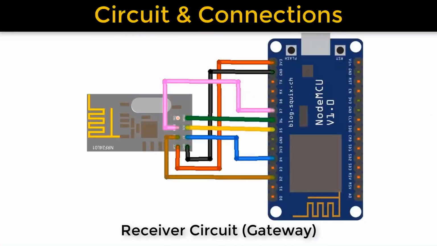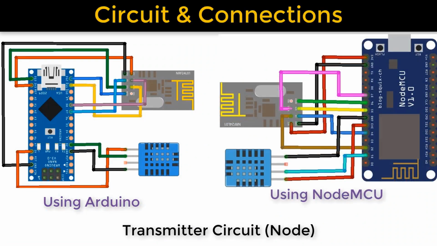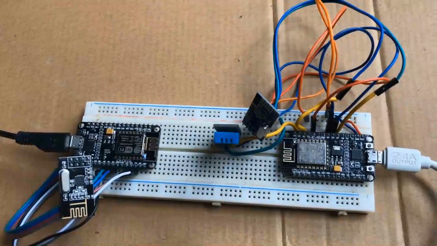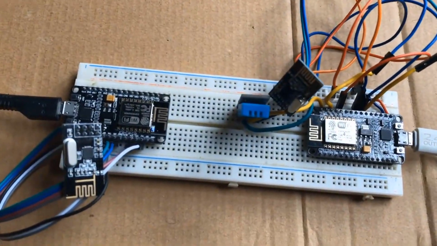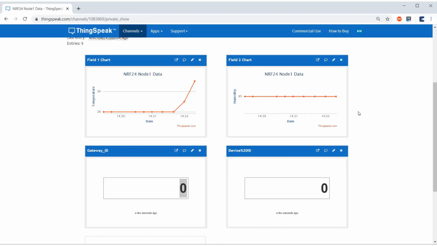The gateway can be made using NodeMCU Wifi module. And the sensor node can be made using Arduino or NodeMCU. I used NodeMCU in my case. The node will read temperature humidity data and will transmit to gateway using NRF24 module. Now, the gateway is connected to Wi-Fi and will upload the received data to Thingspeak server. So, this is how you can make a communication between a Wi-Fi gateway and a sensor node.